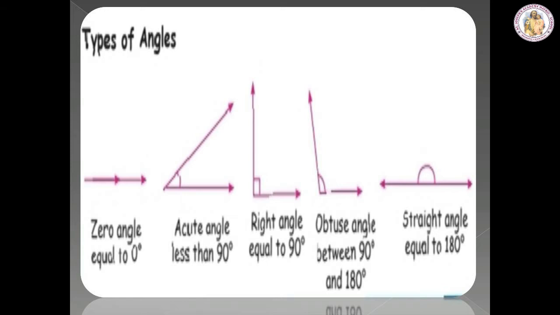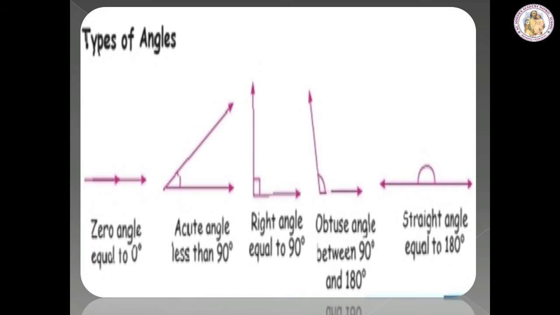In term 1 itself, we have seen some angles. In this, we are going to see what the different types of angles are. In term 1, we learned how to measure angles with the help of a protractor. Let us see what a zero angle is. The zero angle is always equal to 0 degree. If you see in the protractor, you will find 0 degree.